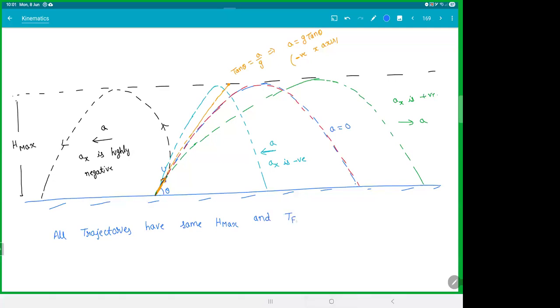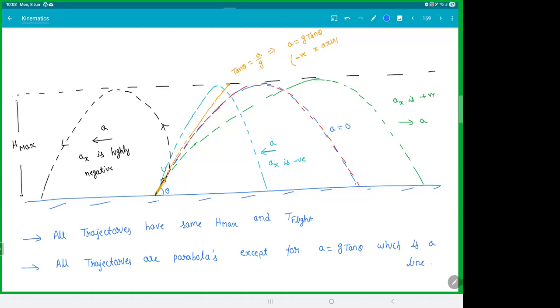All of these things have the same h max and time of flight. And if you see the trajectories, all are parabolas except for that one. All trajectories are parabolas. These are still parabolas, they're simply parabolas which are tilted. All trajectories are parabolas except for a = g tan theta, which is a straight line. That's it. Either you can get a line or a parabola. You cannot get any other shape.